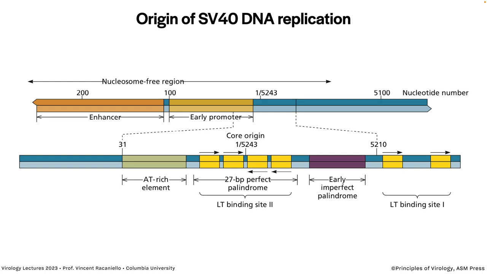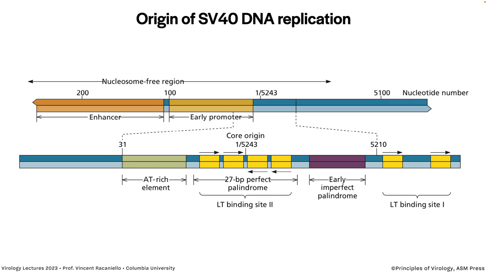And you can see that there are some repeated sequences, 27 base pair palindrome, and there are AT-rich elements. AT is a base pair, A bound to T. And this is a pretty weak base pair compared to GC, so it's easy to denature. So origins tend to be rich in AT base pairs, so they can be easily denatured for DNA synthesis.